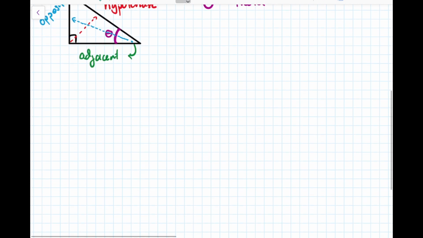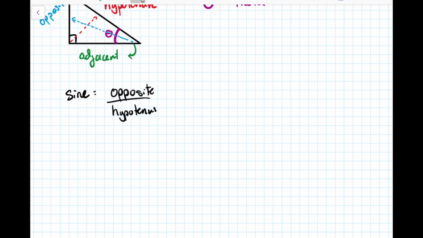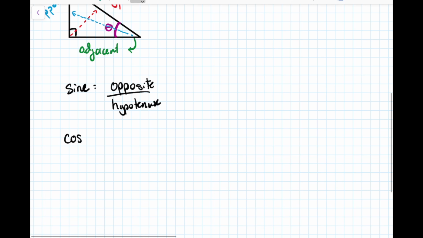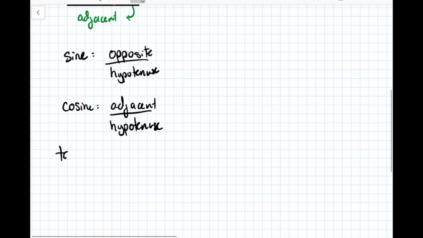Relating those three sides, we've got three ratios. So we've got the sine ratio, which is the opposite divided by the hypotenuse. We've got the cosine ratio, which is the adjacent over the hypotenuse. And then we've got the tangent ratio, which is opposite over adjacent. There are other ratios that you're going to cover later. So these are called the three primary trigonometric ratios. Right, so you'll learn later about things like cotangent and cosecant, but don't worry about those.